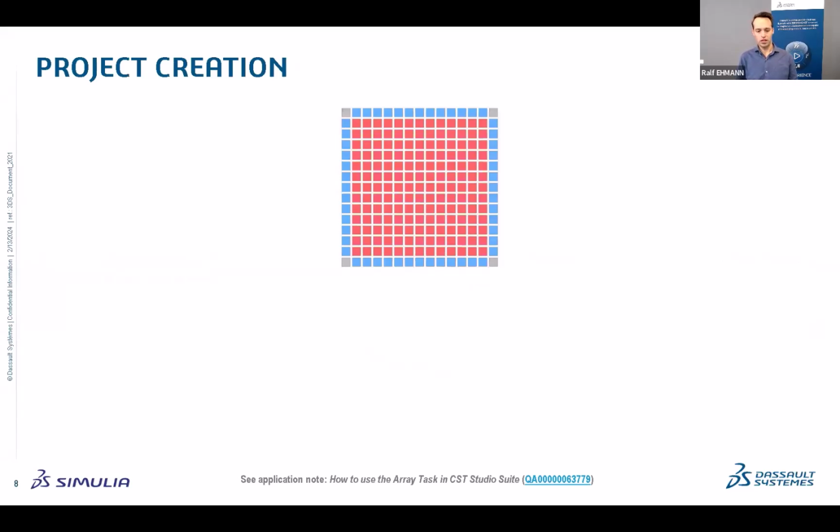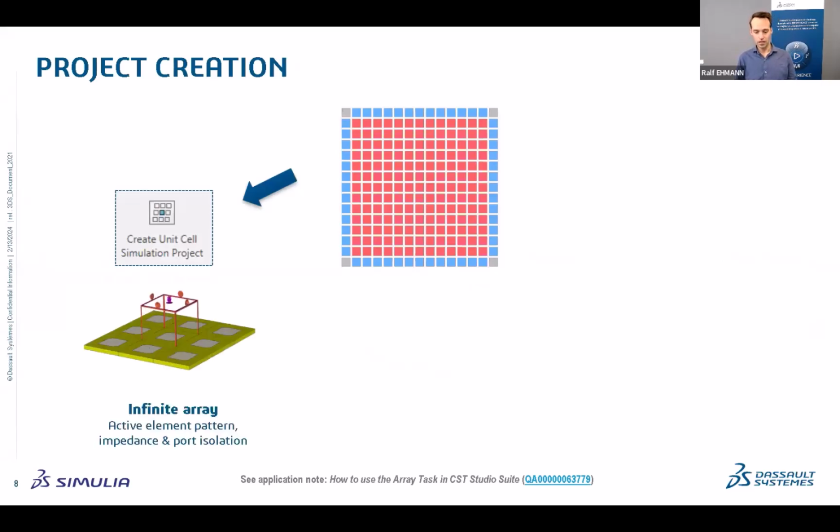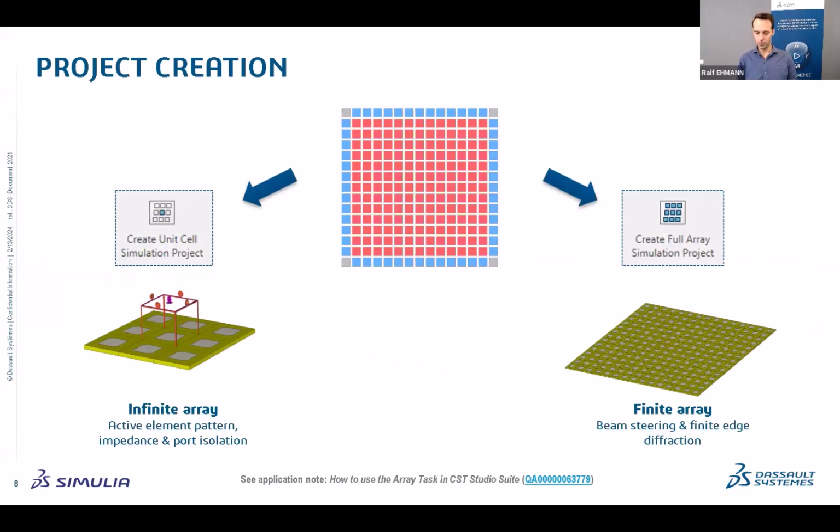So with such a project, however you've defined it, when it's periodic, you can go and define a unit cell simulation project, which is basically the infinite array, where the active element pattern and impedance, port isolation, things like those are quickly calculated. And then also one can create a full array simulation project where you can do beam steering, and of course the finite edge diffraction is taken into account. For more information, you can always refer to this QA that's in the knowledge base reference at the bottom.